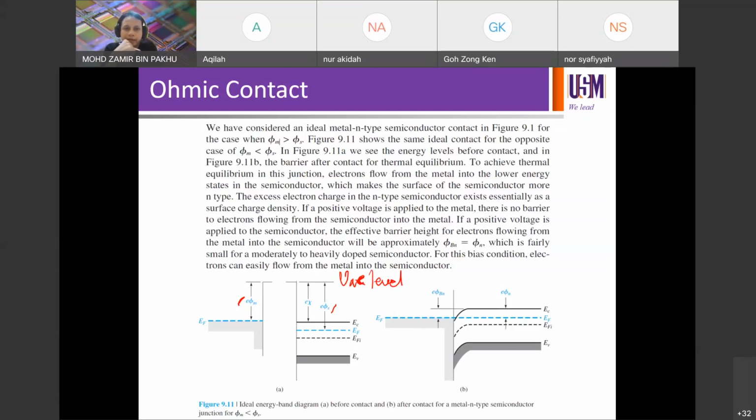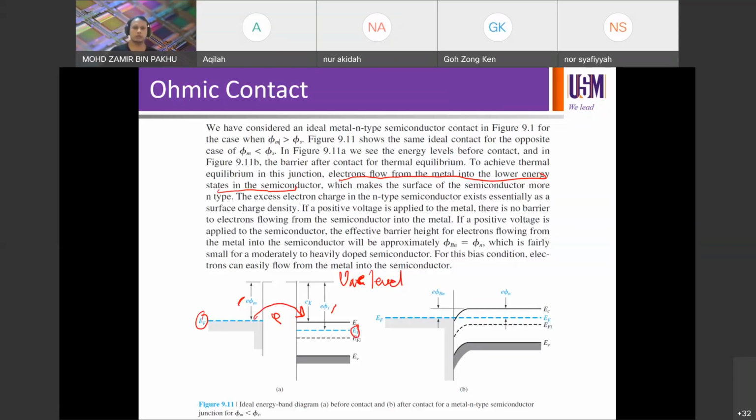So what happens next? To achieve thermal equilibrium, upon the combination of the metal and semiconductor, the electrons have to flow from the metal into the lower energy states in the semiconductor, because we can tell the EF of the metal is higher than the EF of the semiconductor. So electrons are flowing from the metal into the semiconductor in order to establish thermal equilibrium. Excess electrons in the N-type semiconductor exist essentially as a space charge density.